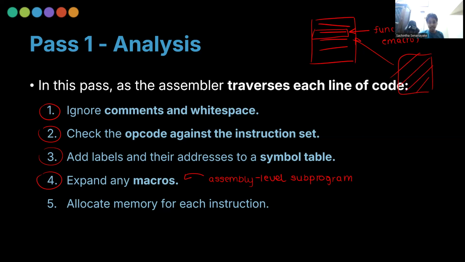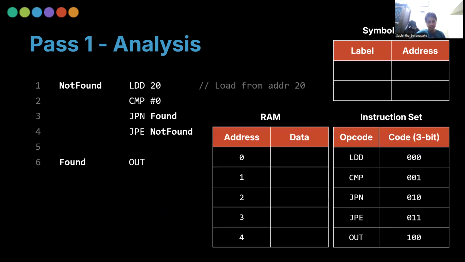Number 5, each instruction that we go through in the pass is allocated memory as well. All right, good. I hope this is all clear and there are no doubts. So we shall now actually see pass 1 in action.